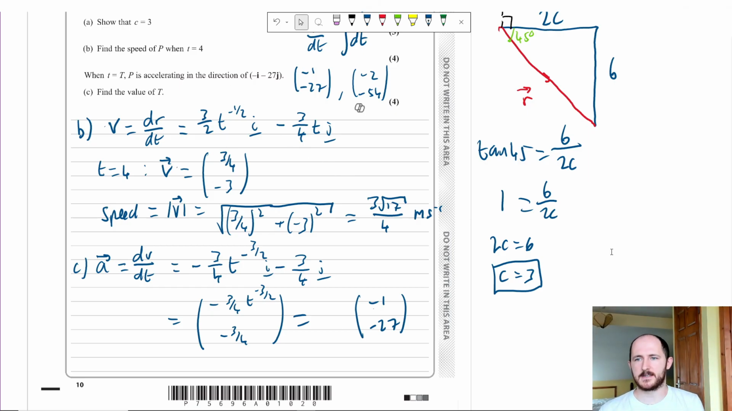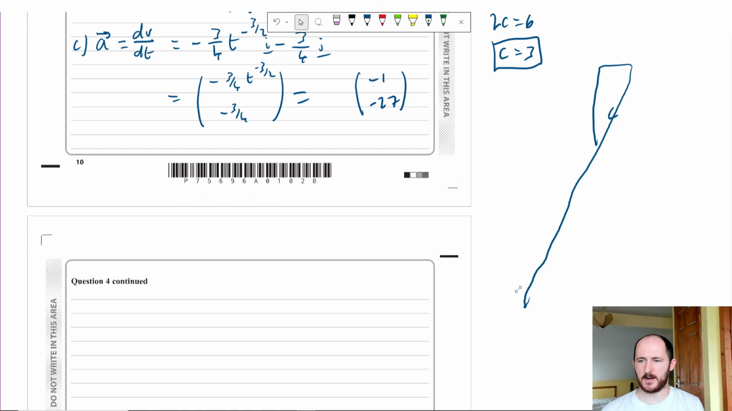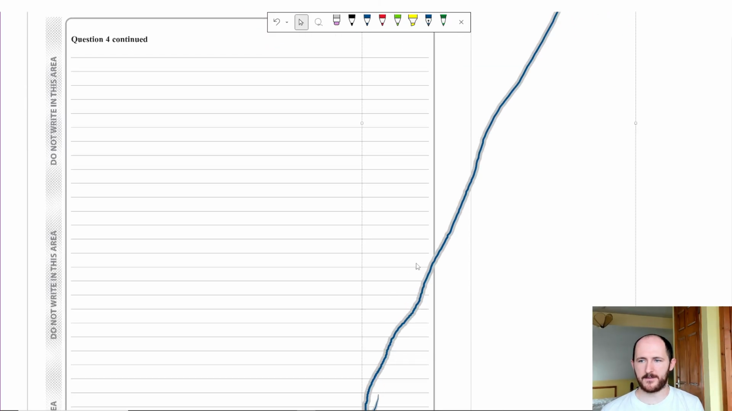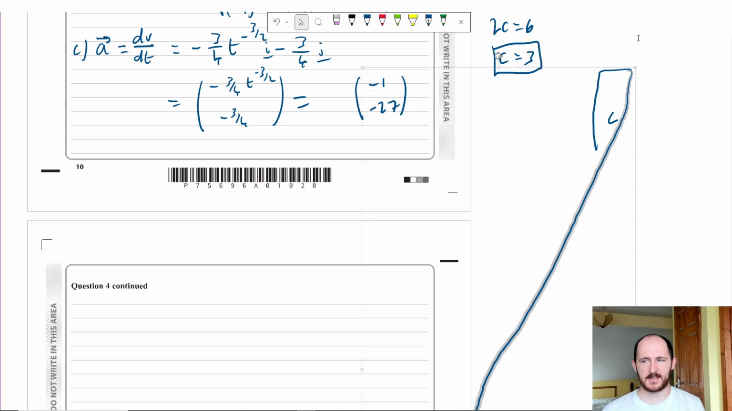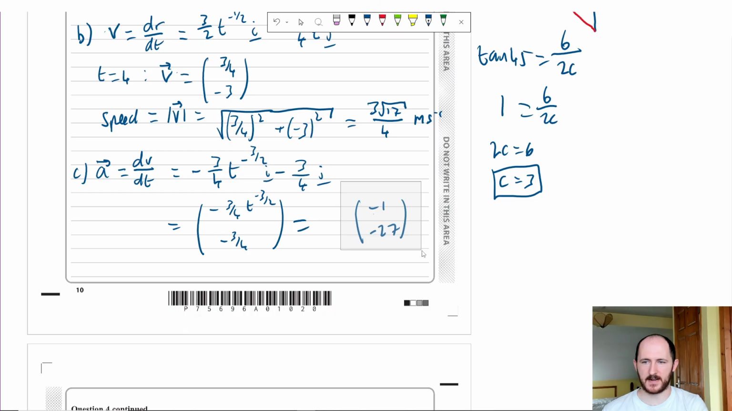The reason is this. If I draw this vector, so it's minus 1, minus 27. If I double the sides of this triangle, I get a vector that's moving in the same direction, it's just longer. And can you see how I can just keep doing that? And all these vectors are accelerating in the same direction. The only difference is how quickly they're accelerating. It's how big they are. So when they say it's accelerating in the direction of, it doesn't mean it's equal to this vector. It means it's equal to a multiple of that vector.